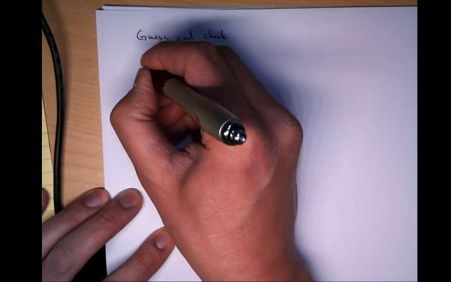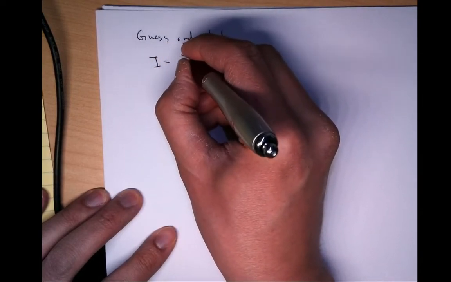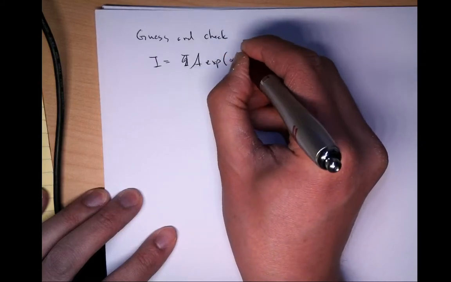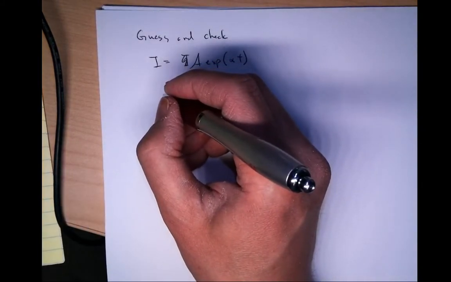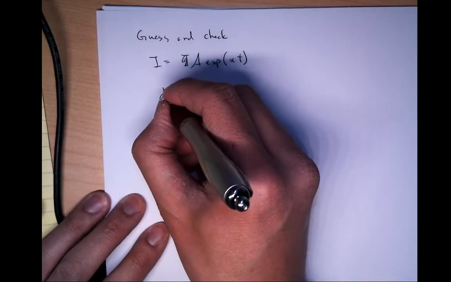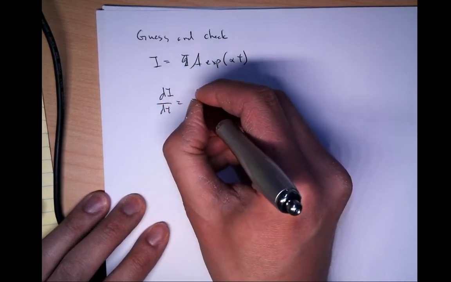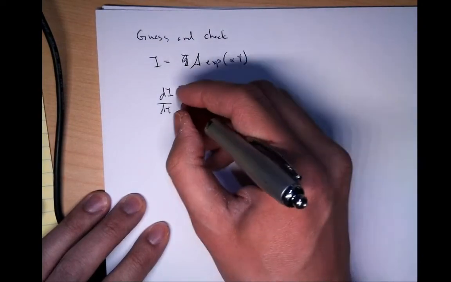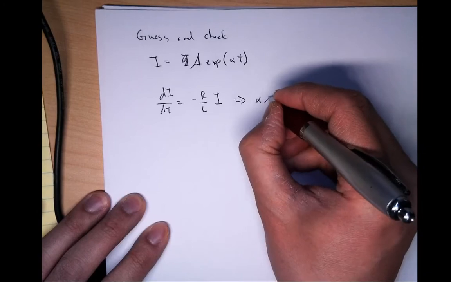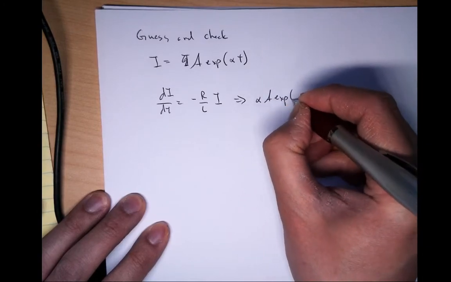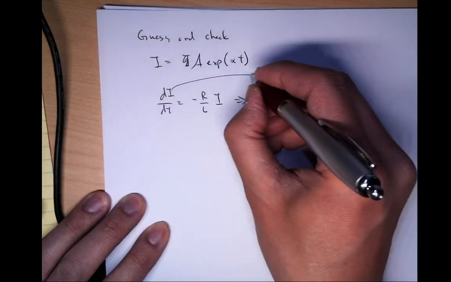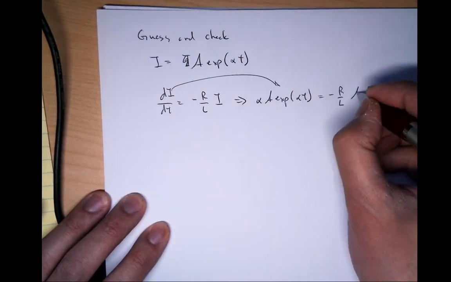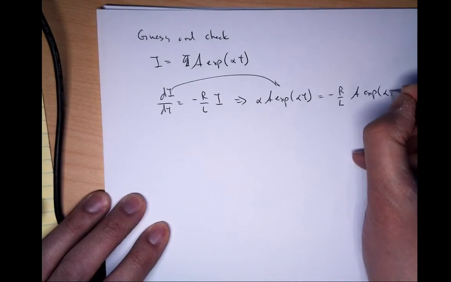Okay, and that I is going to be some A exponent alpha t. So let's go ahead and write down that equation again. di/dt is equal to minus R over L times I. So plugging it in, d by dt on this one gives you an alpha A exponent alpha t. Okay, that's this piece. Is equal to minus R over L. Now plug that in, A exponent alpha t.